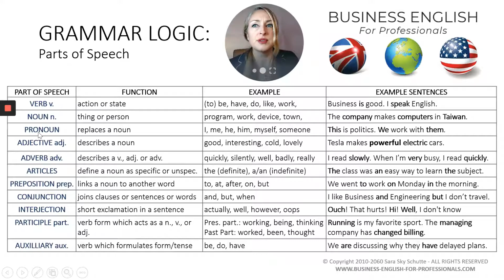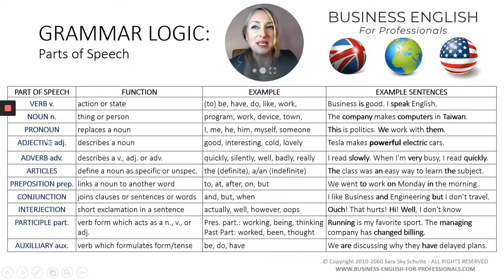These are verbs. A noun is a thing or a person. This is how it's indicated in this training. Program, work, device, town. We have countable and uncountable nouns, which we'll take a look at, and we'll see how those work. So again, the company makes computers in Taiwan. Company, computer, Taiwan, those are all nouns. A pronoun is what replaces a noun, and we have a specific grammar section regarding pronouns. So I, me, he, him, myself, someone. This is politics, we work with them. So this, we, them, those are all pronouns. And basically they are substituting a noun.